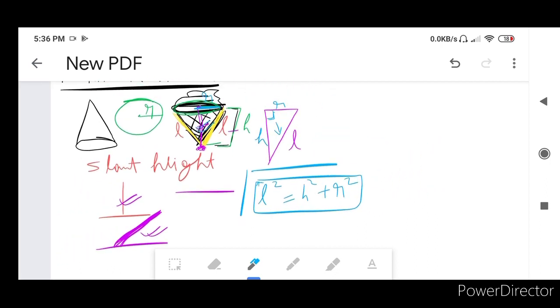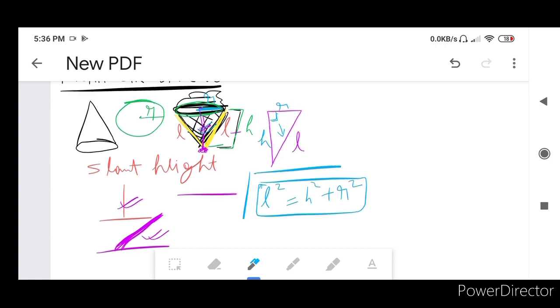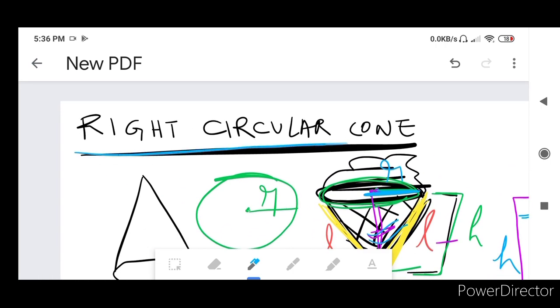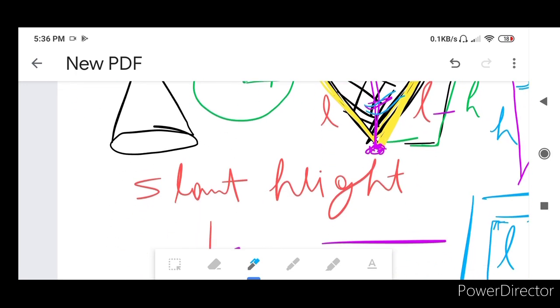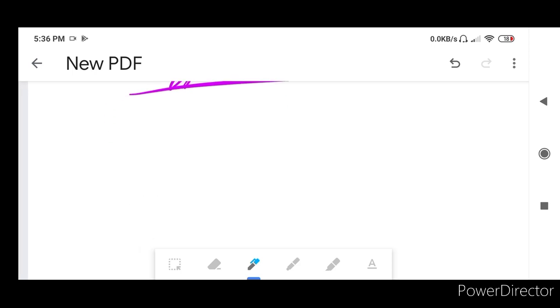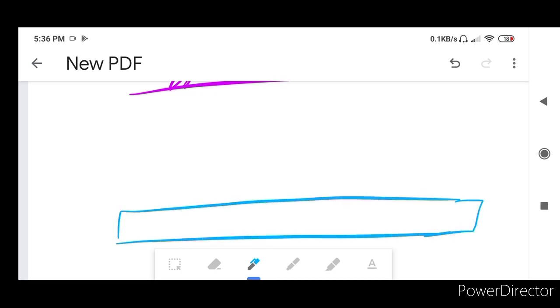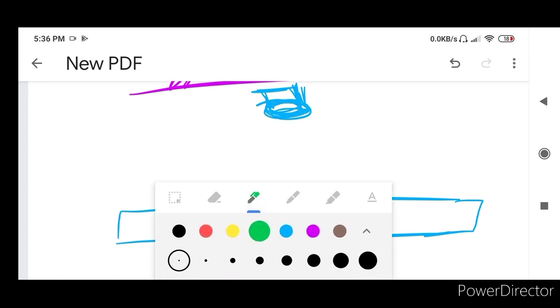Now we have learned about the cone. On the first topic, I've already written right circular cone. What is the meaning of a right circular cone? Let us first understand it. Right circular cone means, for example, you are on a stage and you are dancing, and there is a spotlight. This is my spotlight. Let me draw the spotlight clearly so that you can understand.